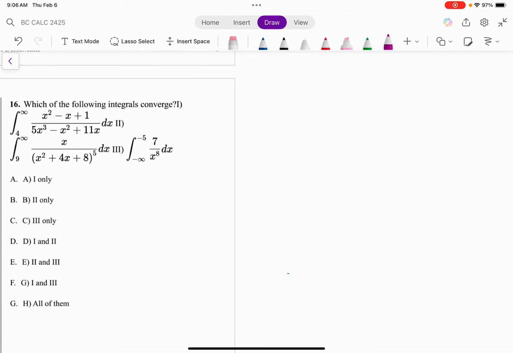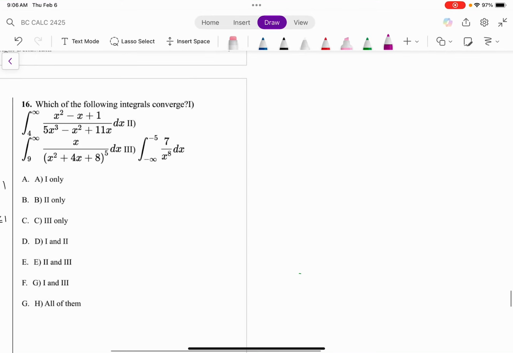Okay, this problem says, which of the following integrals converge? This problem shouldn't take as long as you might think. By the way, the Roman numerals are a little weird, so that's Roman numeral 1, this is Roman numeral 2, and there's 3. The idea here is essentially to compare these to p-series whose behavior you know.